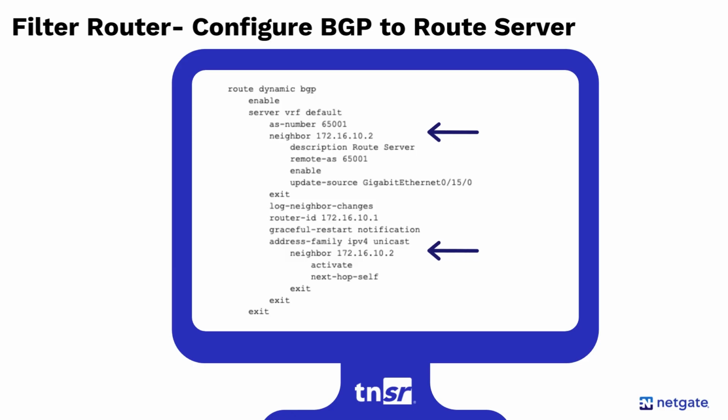Finally, the filter router must have a simple iBGP session configured with the route server, which in this case is 172.16.10.2. This is the session that the route server will advertise to the filter router, containing the authorized prefixes that we want to be allowed to reach our attack victim. This list of prefixes may change with any frequency necessary.